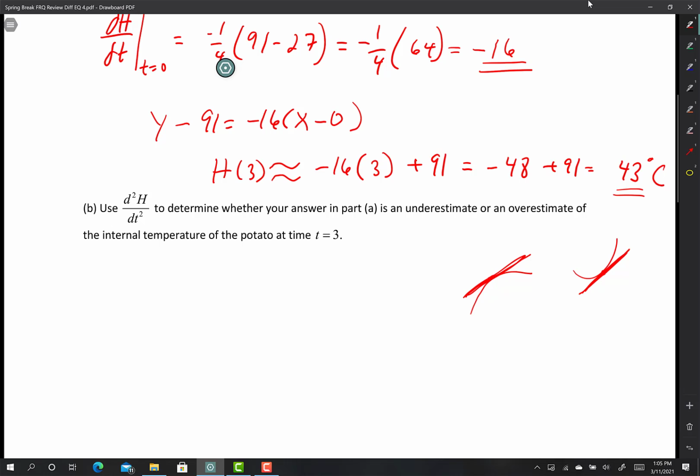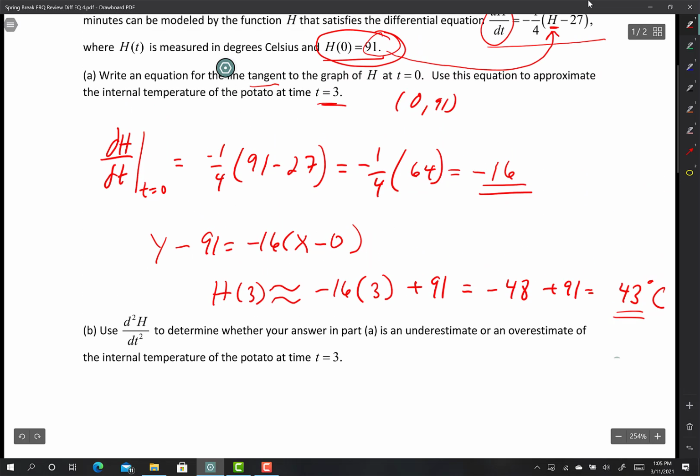So think about it. Concave down, tangent line used to approximate, it's going to be an over approximation. Concave up, tangent line used to approximate, it's going to be an under approximation. So that's the logic behind it, guys. So let's go ahead and take the second derivative.